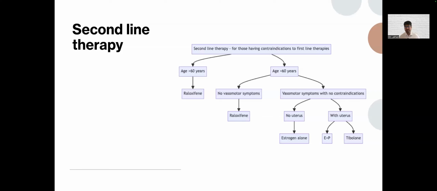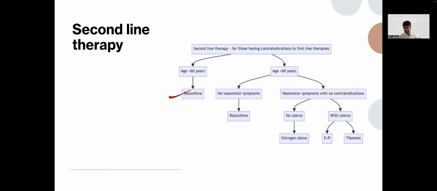For second line therapy, if age is more than 60 years, you can consider giving raloxifene. Remember, we are talking about post-menopausal women. If age is less than 60 years and the patient does not have any vasomotor symptoms, then you can give raloxifene. But if the patient has vasomotor symptoms and no contraindication to hormonal replacement therapy or menopause hormonal therapy, and the patient doesn't have a uterus, has undergone hysterectomy, then you give estrogen alone, which is a very effective bone preserver. If the patient has a uterus intact, then you need to give estrogen with progesterone, or you can give tibolone. These are all second line potential therapies for patients with osteoporosis.